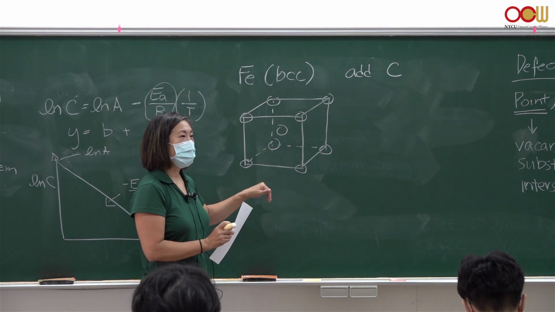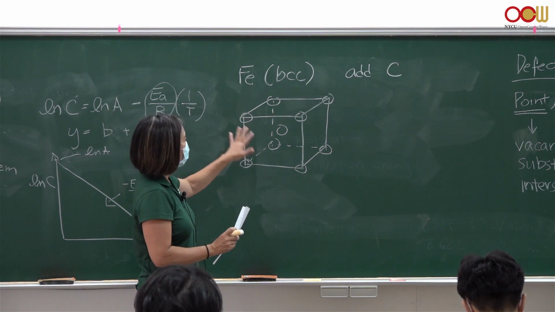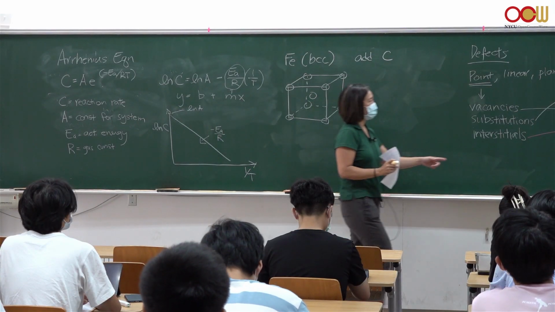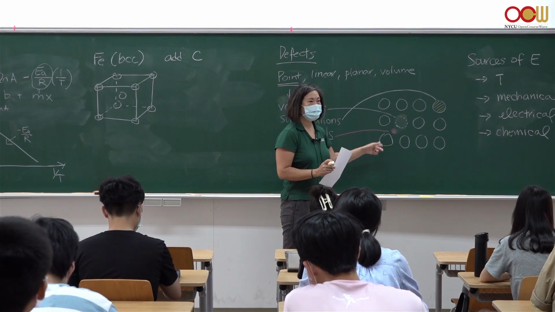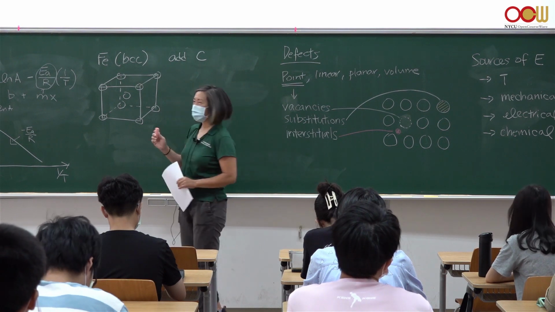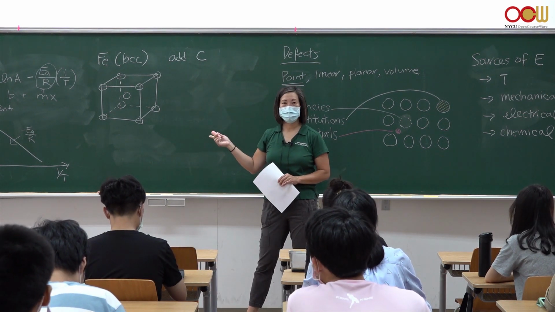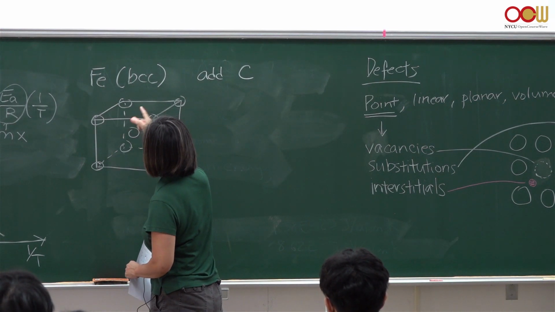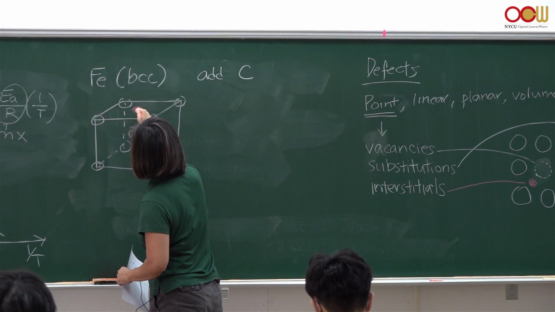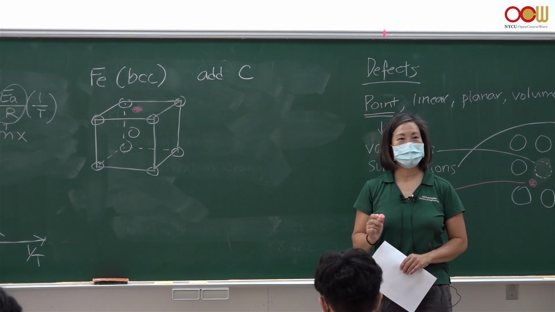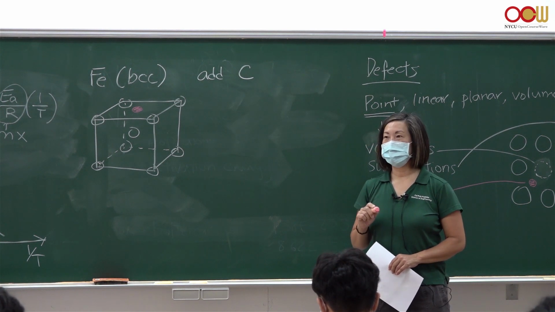So let's figure out where carbon would fit. Based on looking at this crystal structure or unit cell, where do you think would be an interstitial site? What is the space that might exist between the lattice sites? So where might the carbon sit in a BCC unit cell? So it might sit right here, right? Or on the top here. So let's calculate how big that interstitial site is so we could figure out whether carbon will fit in there or not.